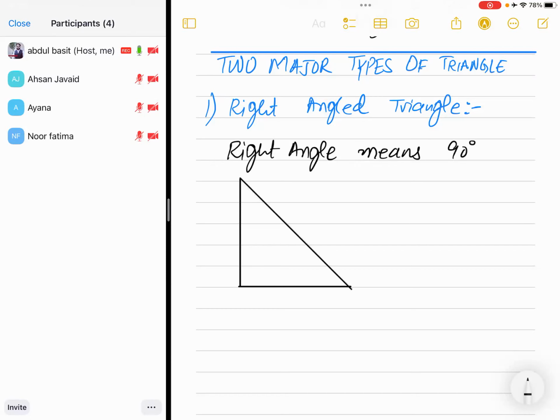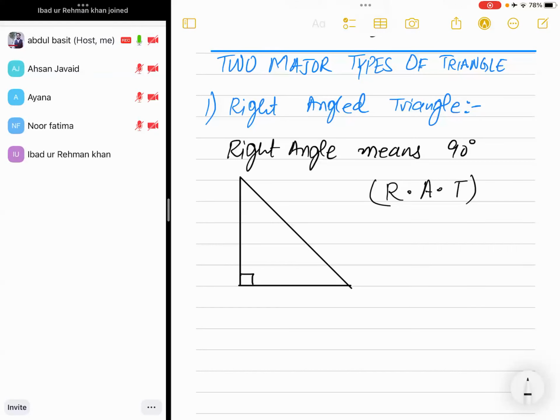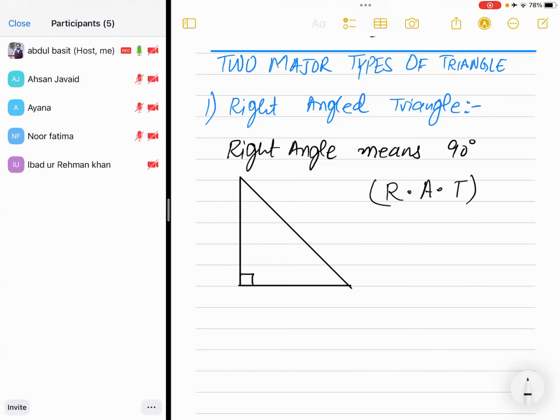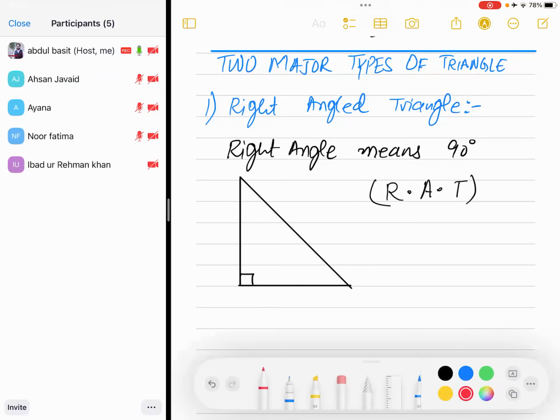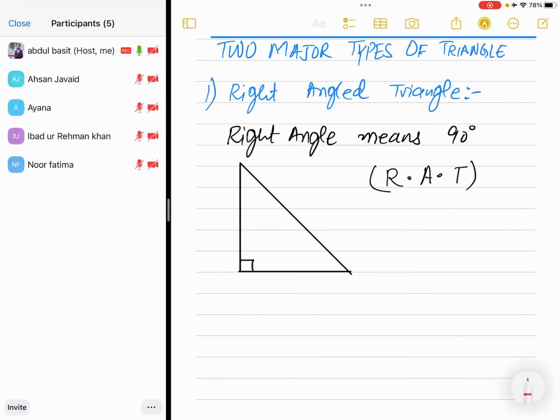Can you hear me? Yes. So see, it's a right angle triangle. I call right angle triangle as RAT. So first of all, we need to study about the right angle triangle, what a right angle triangle is, and then afterwards we will go ahead and discuss the others. All right. So right angle triangle is the first type.